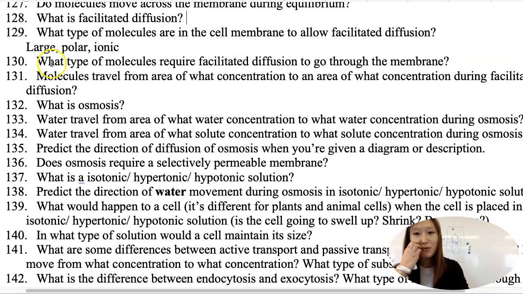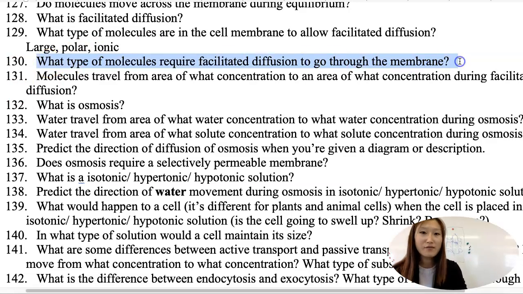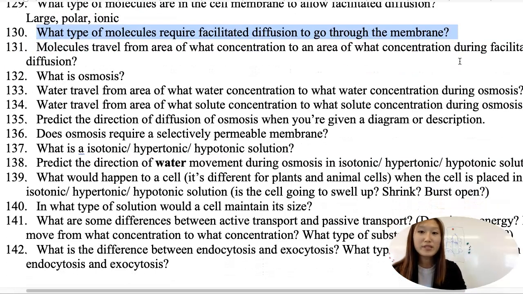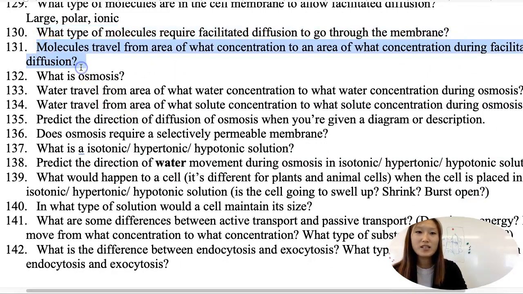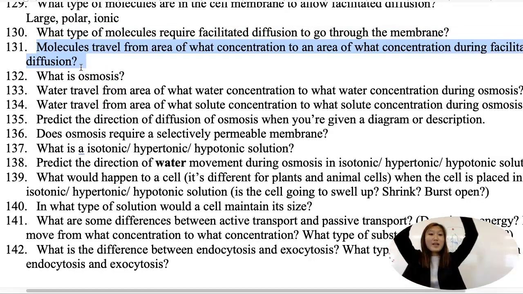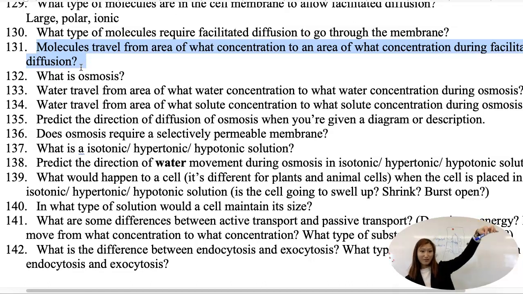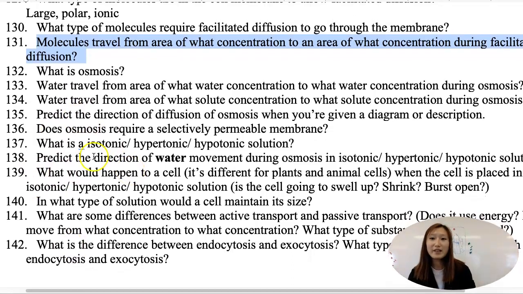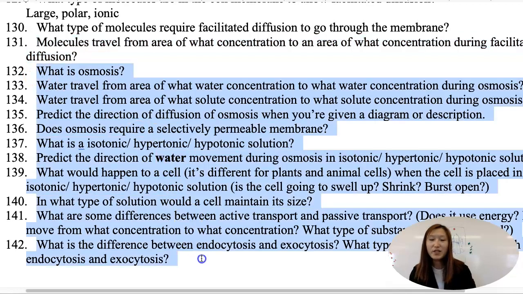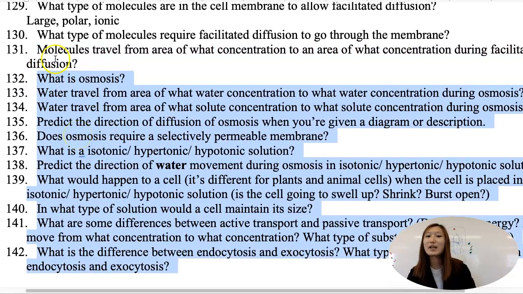So what type of molecule is required for facilitated diffusion? That will be proteins. Molecules traveling from an area of what concentration to what concentration during facilitated diffusion? Again, it's still diffusion, and anytime you have diffusion, it's high to low. Right here, high to low. There we go. All right. In the next video, we'll discuss osmosis and everything after that, but hopefully you understood what was discussed in this video.